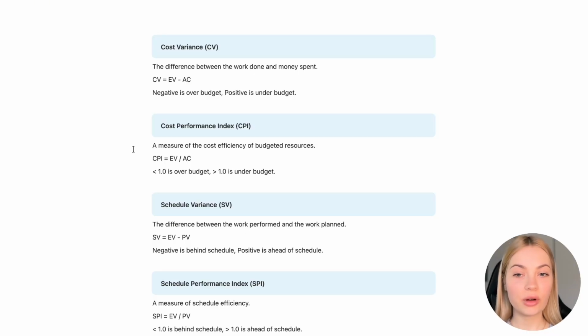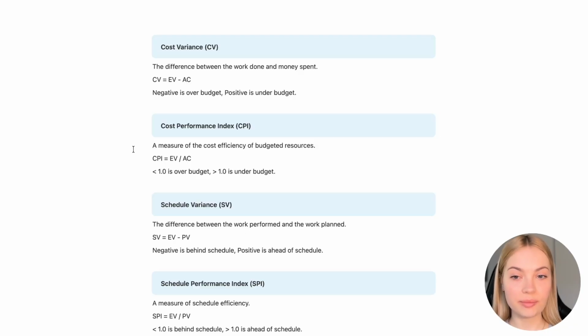Then we have cost performance index. It's a measure of the cost efficiency of budgeted resources. The formula is cost performance index equals earned value divided by actual cost. If the index is below 1, it means we're over budget, while if the index is more than 1, it means that we're under budget.